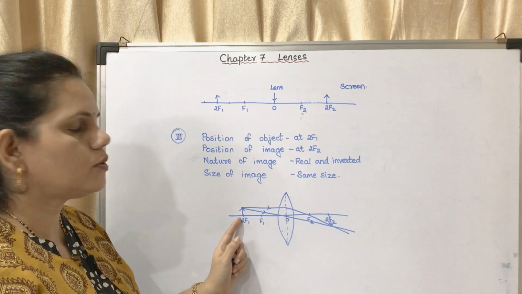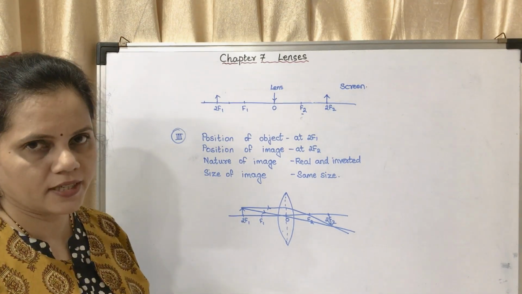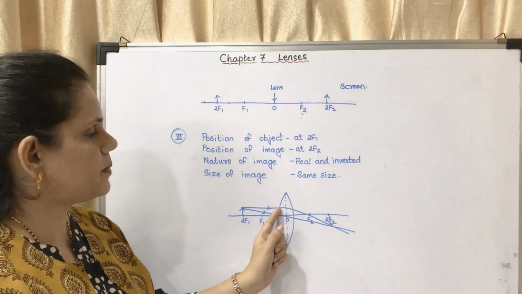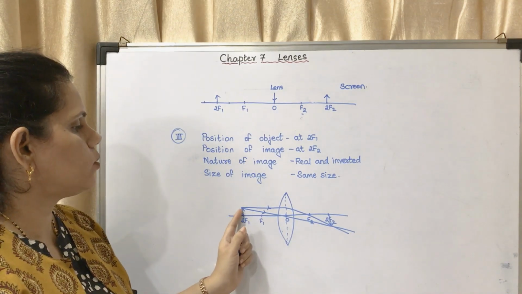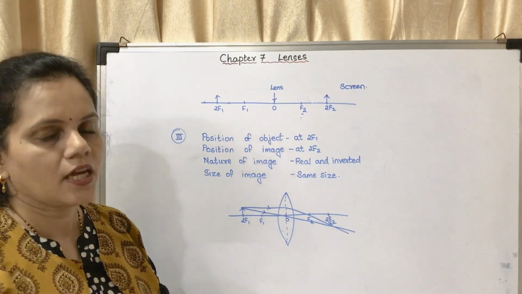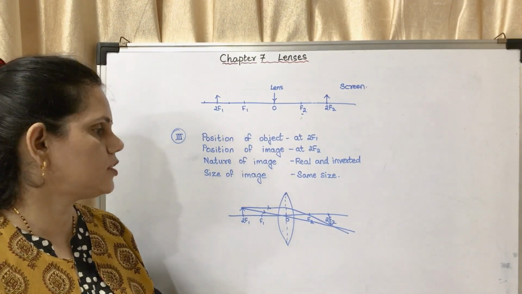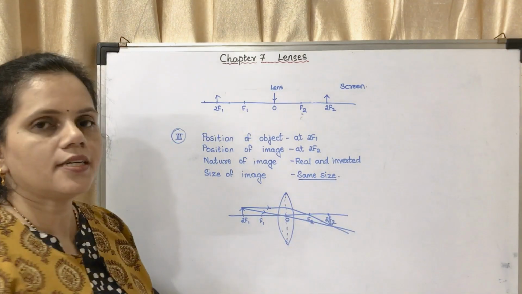You have to draw 2 lines above the object at 2F1. Okay, then you have to draw a ray parallel to the principal axis passing through the focus. Then the ray going through the optical center. Okay, it will go straight. Now in this diagram, you have to get your image at 2F2. Okay, and it should be of the same size.